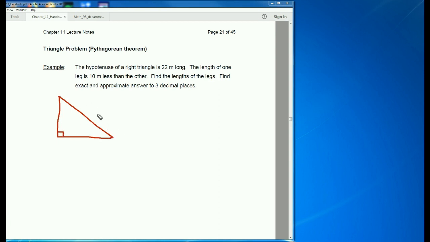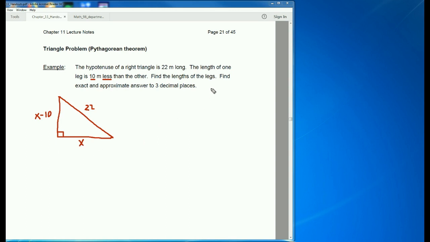The hypotenuse is always the longest one. It's opposite the right angle. The length of one leg is 10 meters less than the other. Let's call this one x. Then we want to write an expression for the other leg in terms of x. Well, the other one is 10 less than x, in other words, x minus 10. Okay, so that's our picture.